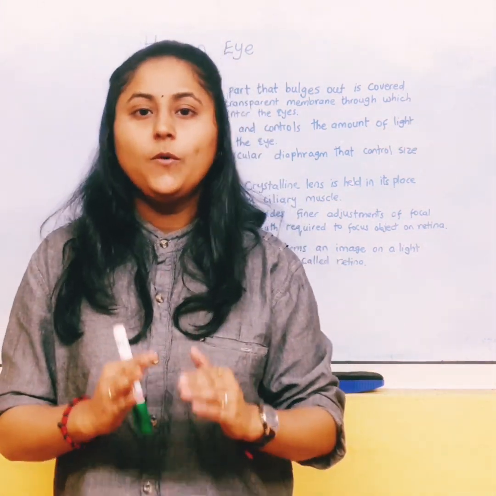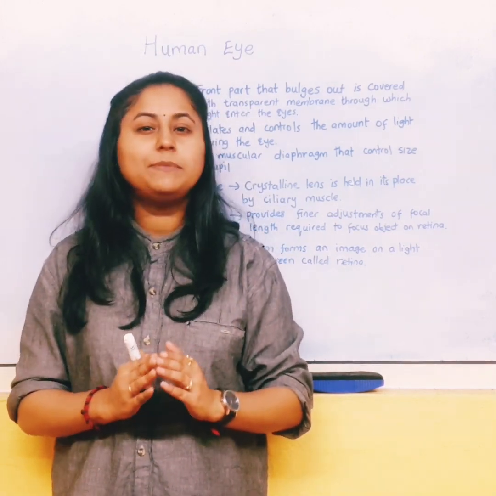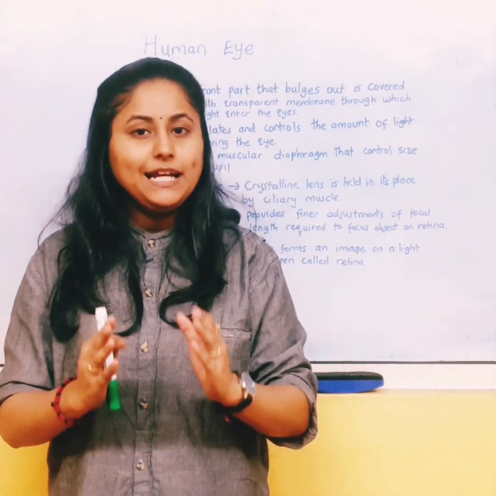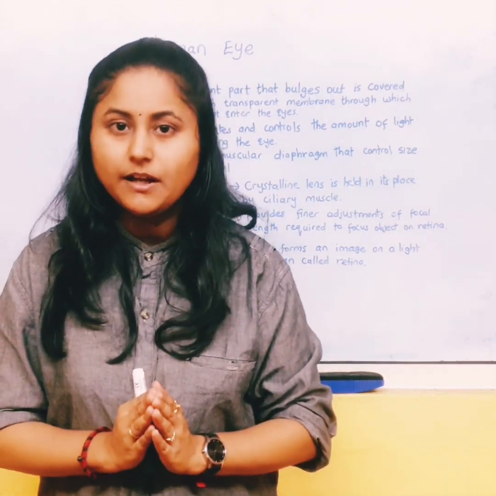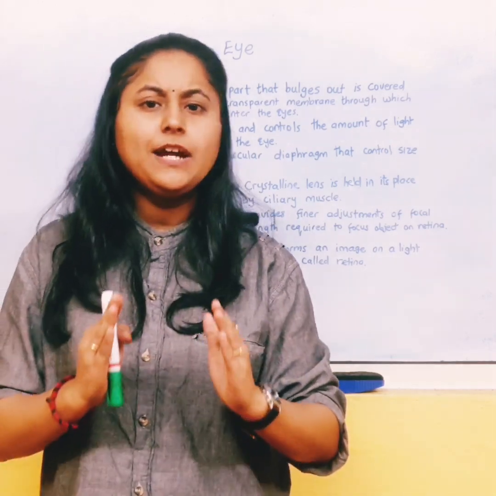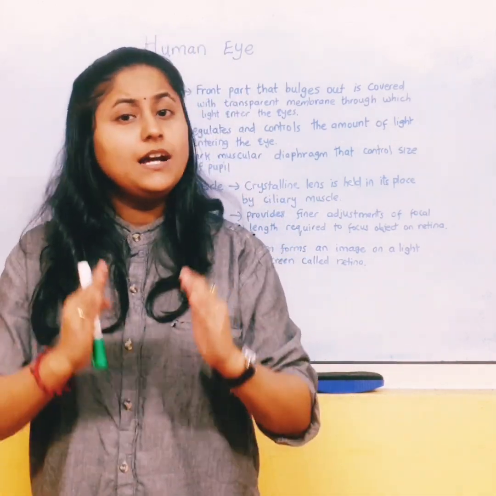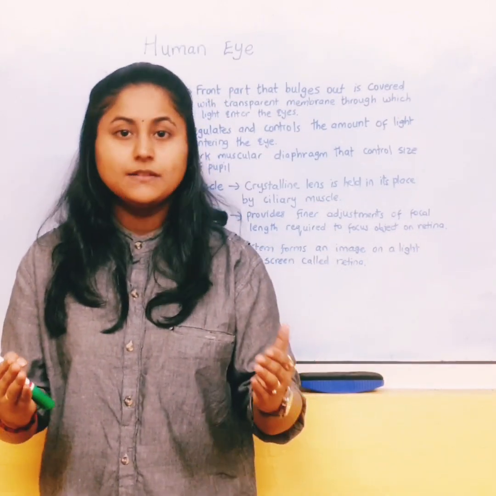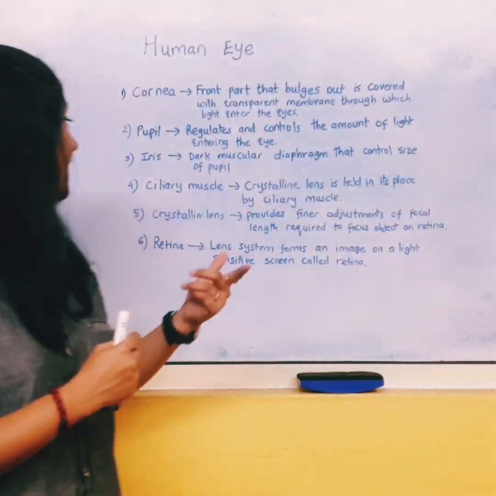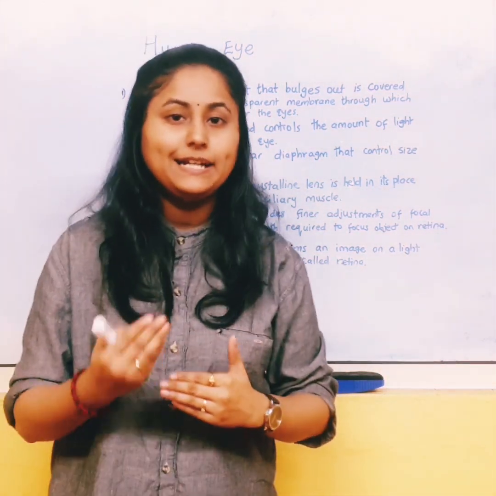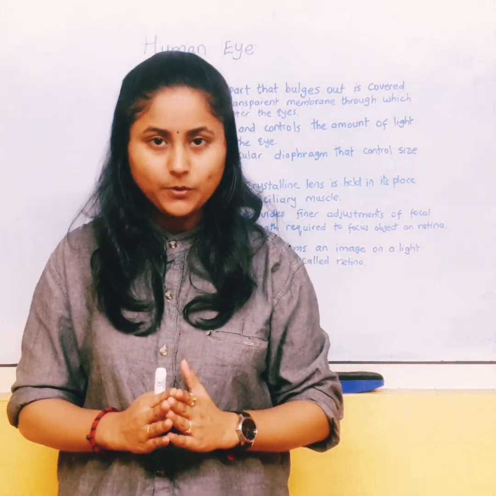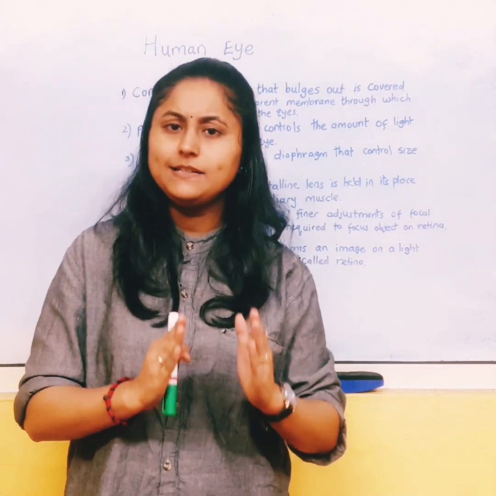When we are in bright light, what will the iris do? The iris will contract the pupil so that less light enters our eye. And when we are in dim light, the iris expands the size of the pupil so that the amount of light that enters is more. So this is the function of the iris as well as the pupil.